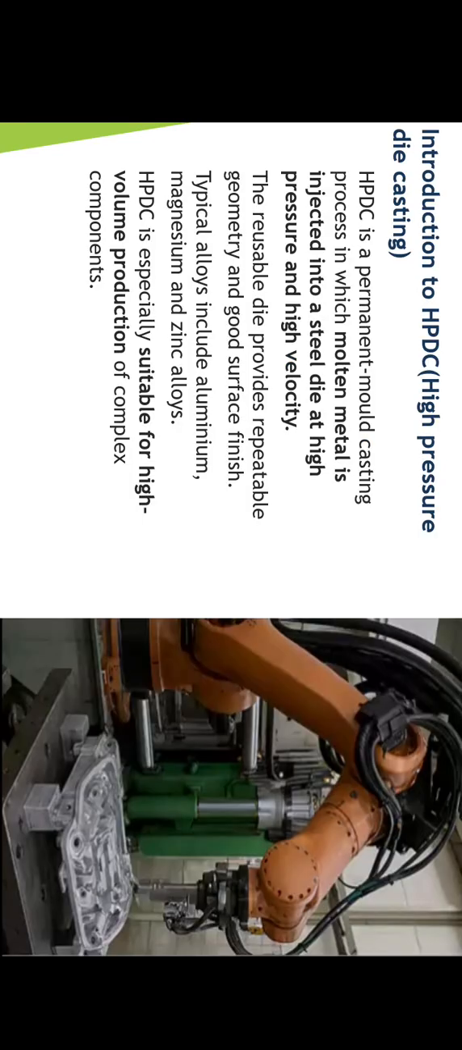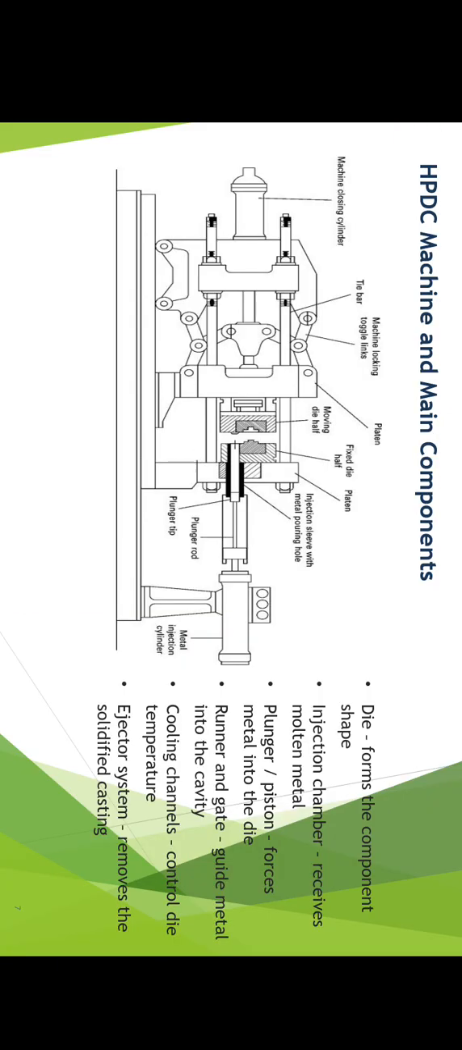Let's move on to high pressure die casting. High pressure die casting is a permanent mold casting process in which the molten metal is injected into the die cavity at high pressure and high velocity. Due to the high pressure and high velocity, it is suitable for high volume production. The alloys we use are aluminum, magnesium, and zinc alloys. These castings provide repeatable geometry and good surface finish.